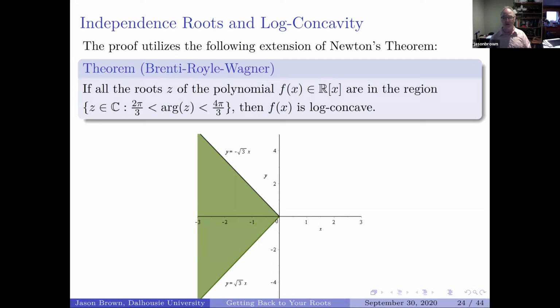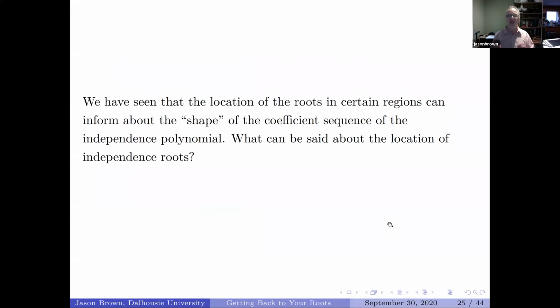And there's an extension of that due to Brenti, Royle, and Wagner that says that if all the roots of a real polynomial f of x are not just on the negative axis, but they're in this sector that I've drawn in green, then the polynomial is log-concave. And it's not a hard result to prove. And so the argument that I and my student Ben Cameron had was that we could prove eventually for the K star of any graph, the roots get pushed into that region.